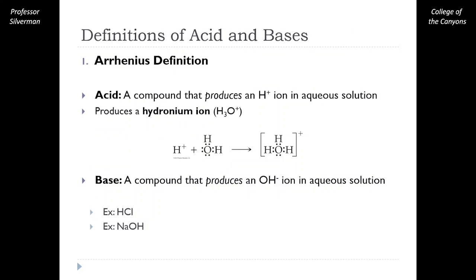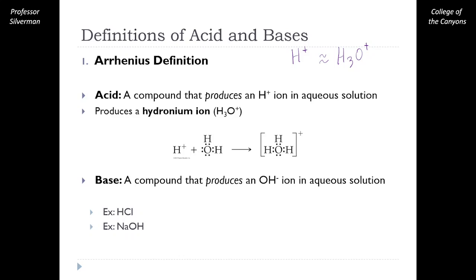We'll start with the Arrhenius definition. According to our Arrhenius definition, acids are compounds that produce H+ ions when they show up in water. In real life, when we produce this H+, really it's going to grab a water molecule and stick to it. So what we see in real life is H3O+, and we call this hydronium.